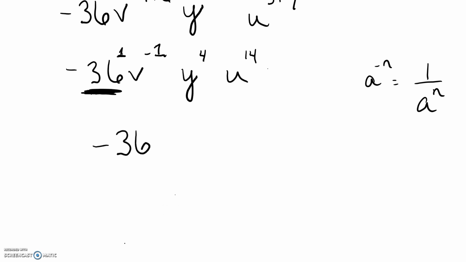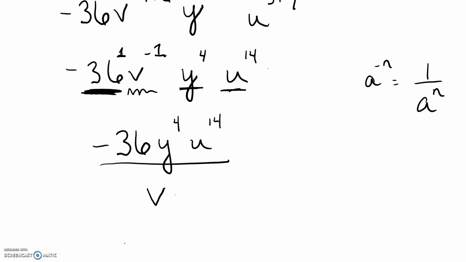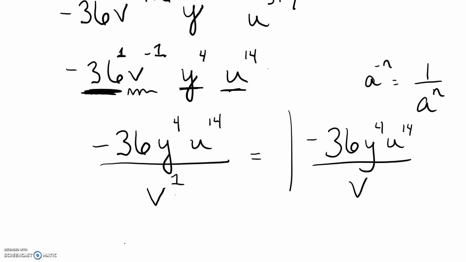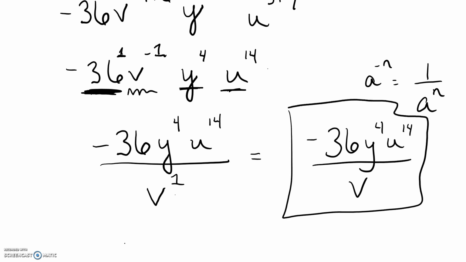So we're going to leave the -36 where it's at. The y, you're going to leave where it's at. The u, you're going to leave where it's at. Those exponents are positive. And it's the v that has the negative exponent, so that's going to go down to the bottom. Now if you have an exponent of 1, you don't have to write it. Remember, if you don't see an exponent, it is assumed to be 1, so you can leave that 1 off of the v. And there you go.